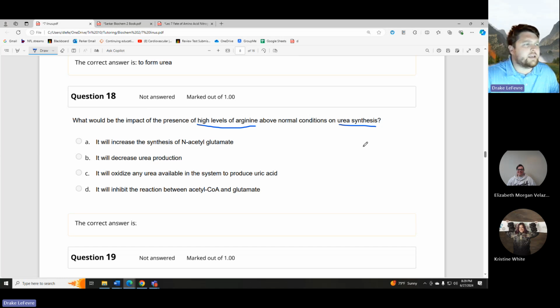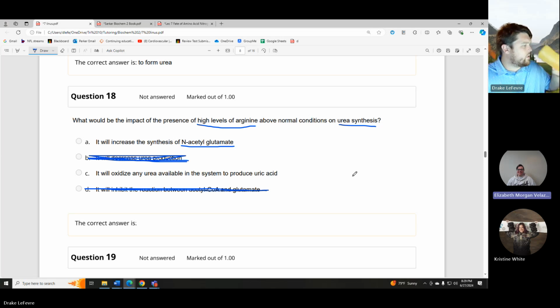So when we look here, first of all, we know it will not decrease production. So we look, and it inhibits the reaction between silicon and glutamate. No, it's not going to inhibit those kinds of reactions. Of these things is N-acetylglutamate. What does N-acetylglutamate do? What's its job? It acts on the CPS1.